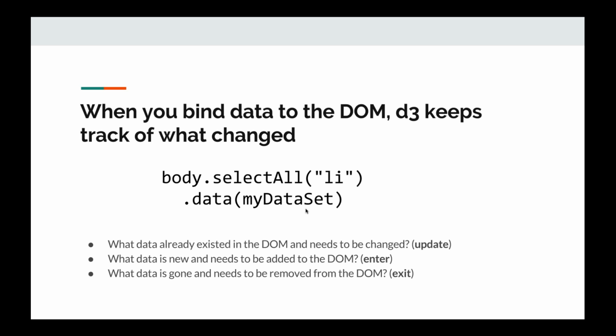This is the stuff that is already existing and just needs to be updated. This is stuff that doesn't exist and therefore needs to be added. This is stuff that does exist, but in the data it's gone, so we need to remove it from the DOM. So to your question before about there were no circles before, D3 saw that, and then we used the enter syntax to say, hey, take this new stuff that you can't find in the DOM and add circles for it.